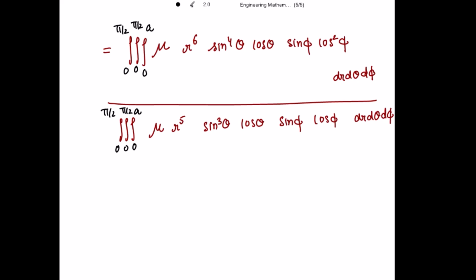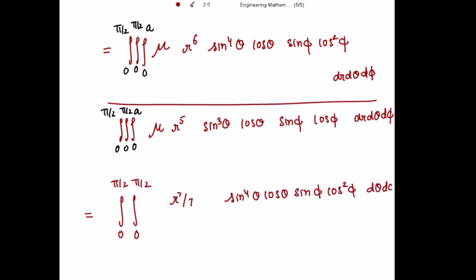I hope it's very clear. Let's integrate first with respect to r. If I take this mu outside of these two integrals, these two will be cancelled, right? Now integrating the integrand with respect to r, we get r to the power 7 divided by 7. Writing the remaining things, d theta, d phi. The limits of r is from 0 to a, divided by the double integral.